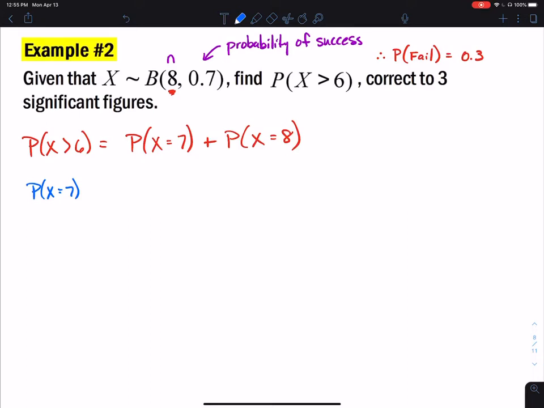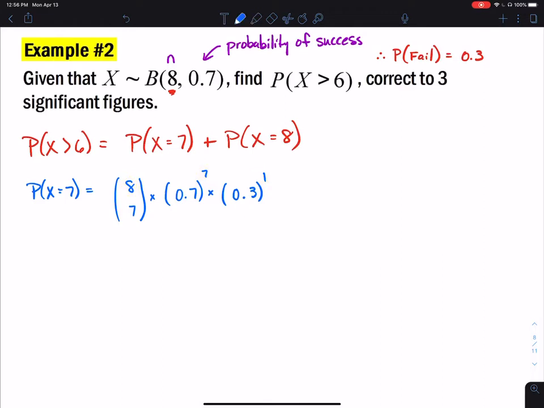So the probability that x equals 7, we're going to set this up just like we did the last one, with the total number of trials on top, which would be our n, so 8 goes on top, and then 7, the number of times we want to succeed, goes on the bottom. And this gets multiplied by the probability of success, which is 0.7, and I want to succeed 7 times. So then we times that by our probability of failure, and if I succeed 7 times and I only have 8 trials, that means I need to fail once. Because keep in mind, these two numbers here have to add up to our total number of trials.